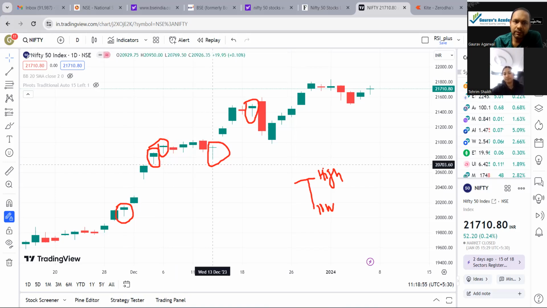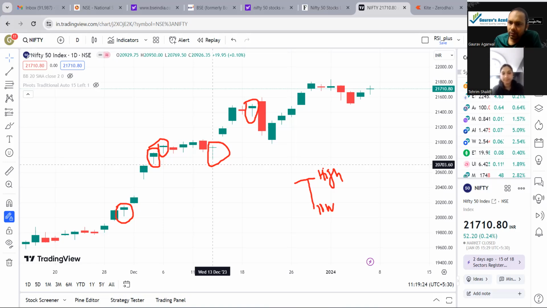You can see O 20929.75, H 20950.00, L 20769.5, and C 20926.35, right? You can see four prices there. So one is the high price and one is the low price. What is the high price? 20950, and the low price is 20769.5.